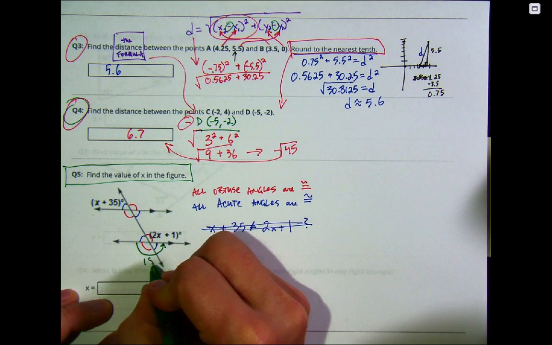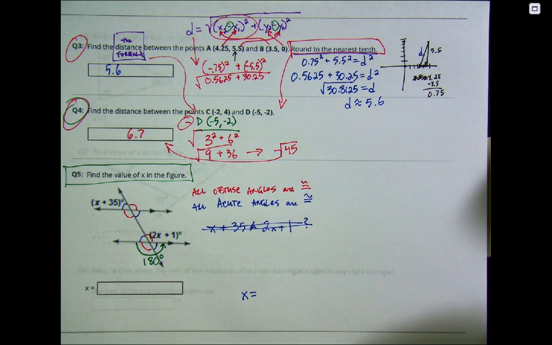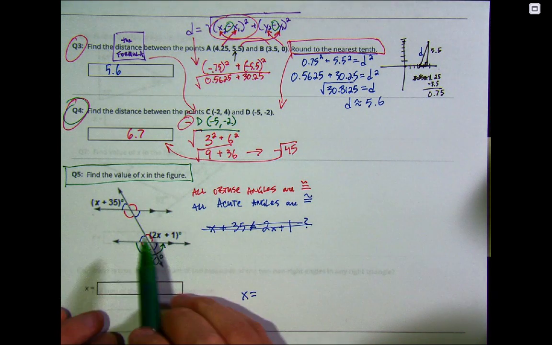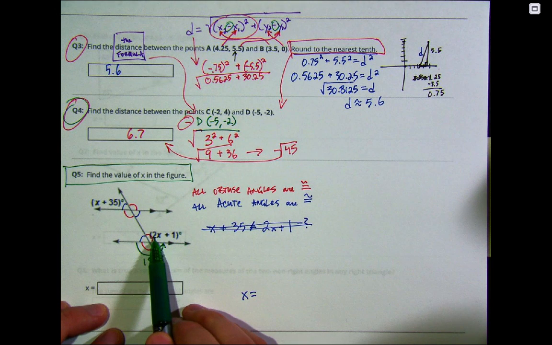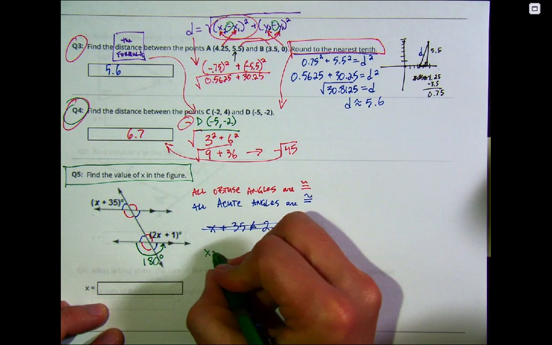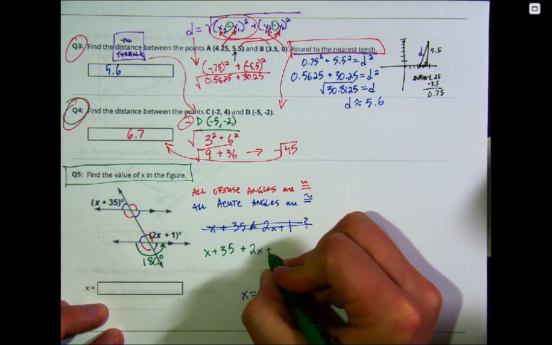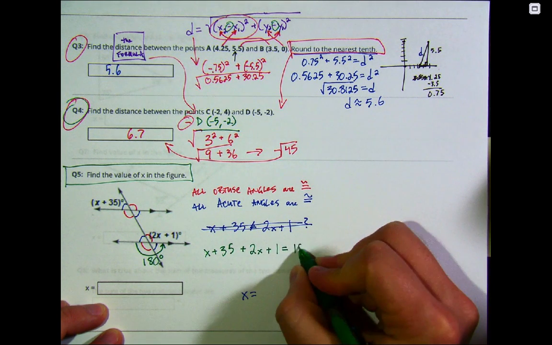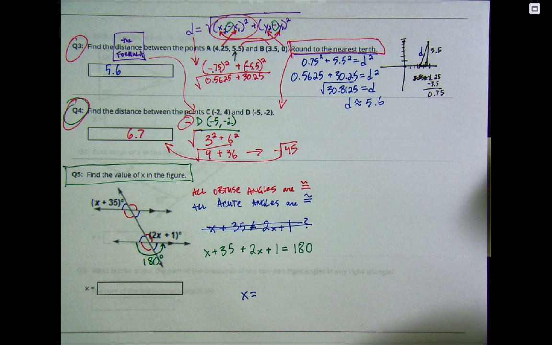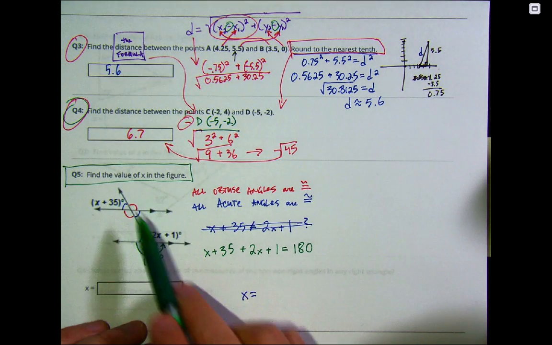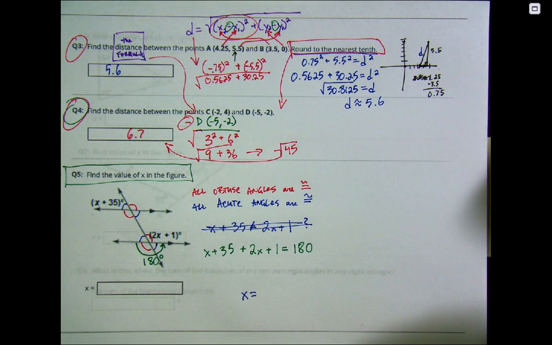It's a straight line. It's 180 degrees. And that means that this acute and that obtuse, when you put them together, should add up to 180 degrees. And that, for this problem, is the equation that you are going to solve in order to get your solution. Be careful.